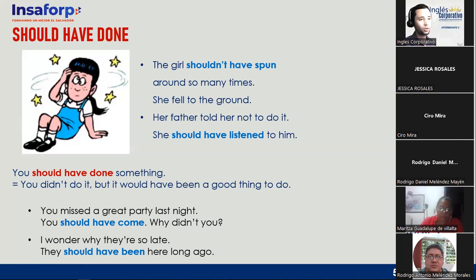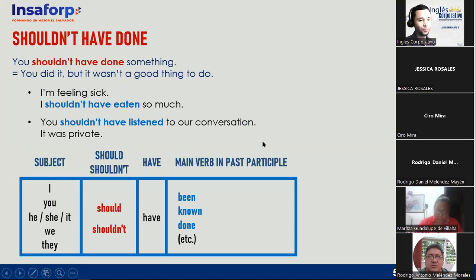Esto siempre lo podemos ocupar, por ejemplo, cuando nos arrepentimos de algo, una oportunidad que no tomamos. Me ofrecieron tal trabajo en tal lugar y yo no lo agarré. Debí haberlo agarrado. So, I should have taken it. Entonces, uno mismo puede expresarlo para decir algo que usted no hizo, pero que habría sido bueno que lo hiciera. So, what about the negative form?